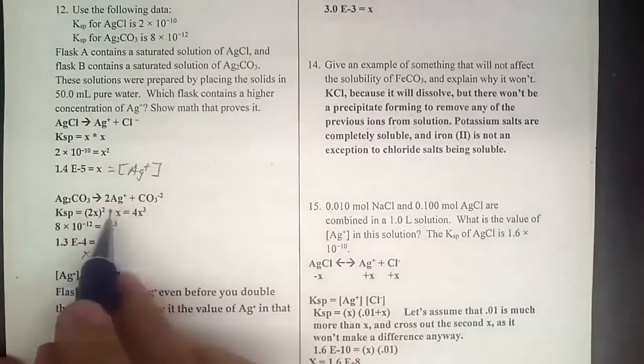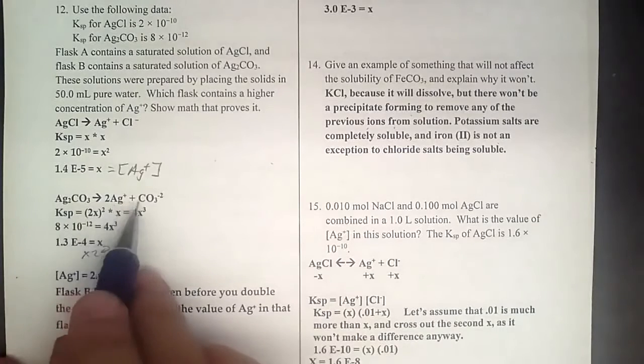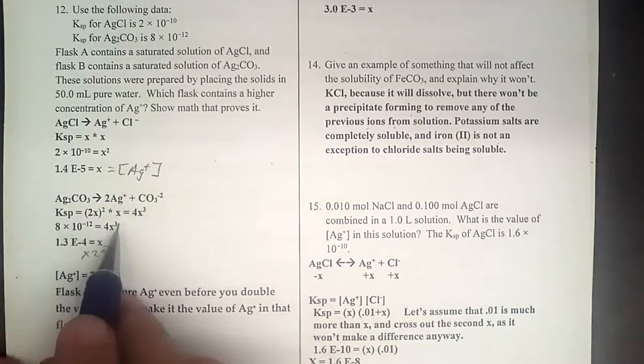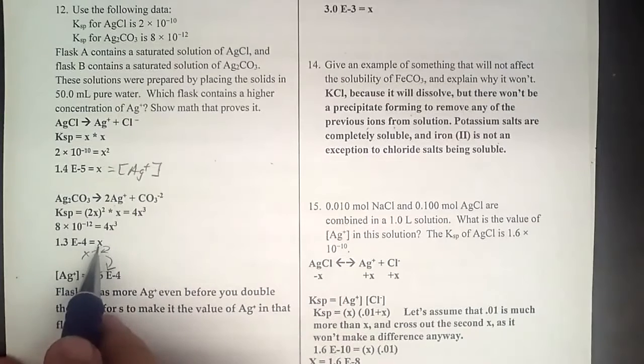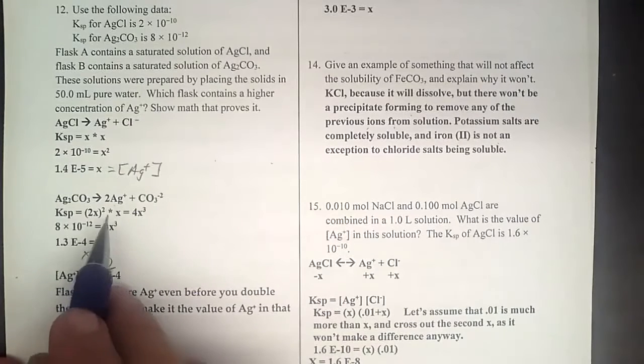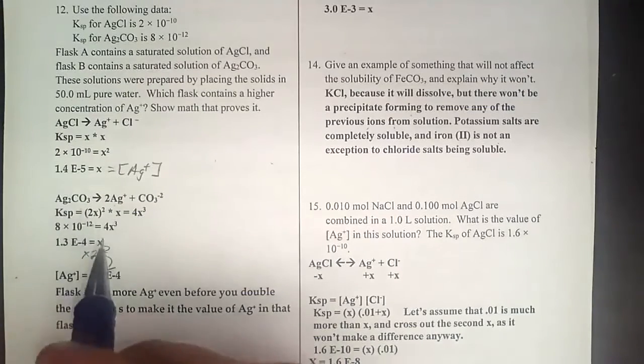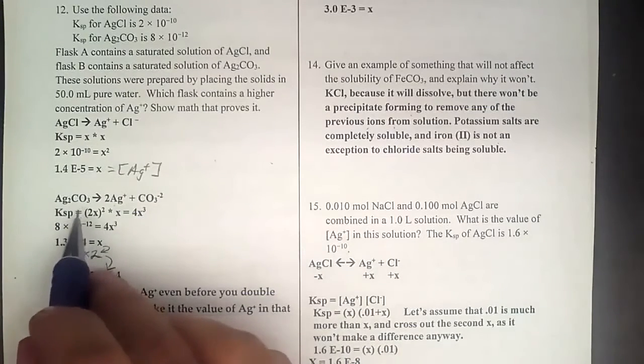When I do this one, I get 2 Ags and 1 carbonate. So I end up with my classic 4x cubed. Divide by 4, cube root, and I get X. But remember, the molarity of the silver is 2X, isn't it? So it's double this number times 2 will get you this. And B has more silver even before you double it. So the one that has the greater silver is the silver carbonate.